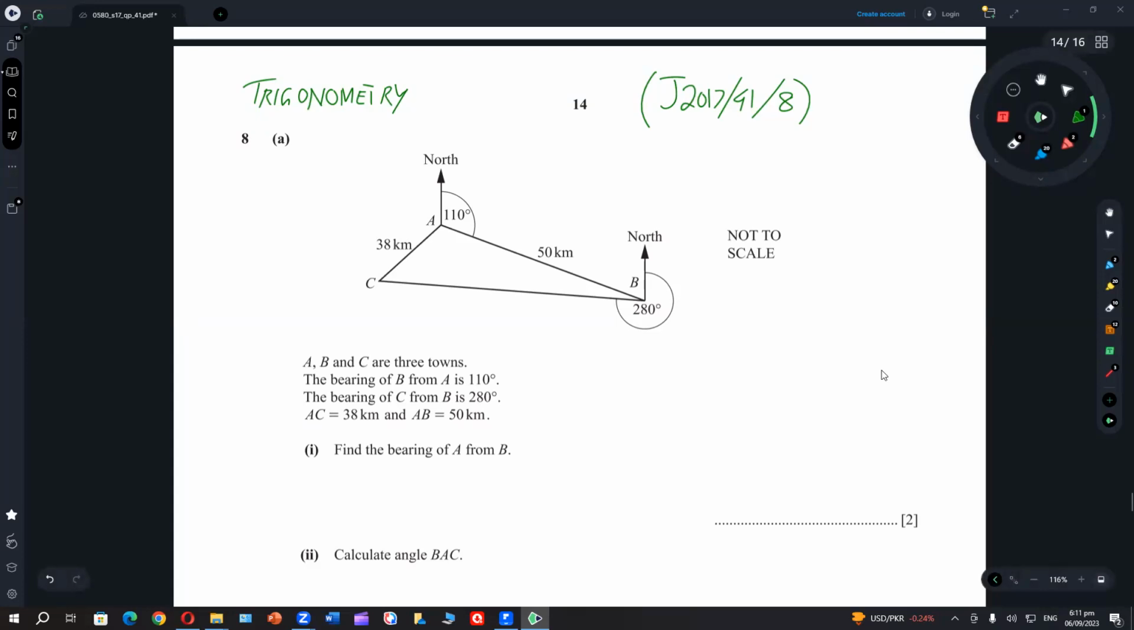A, B, and C are three towns. The bearing of B from A. The word "from" is very important.